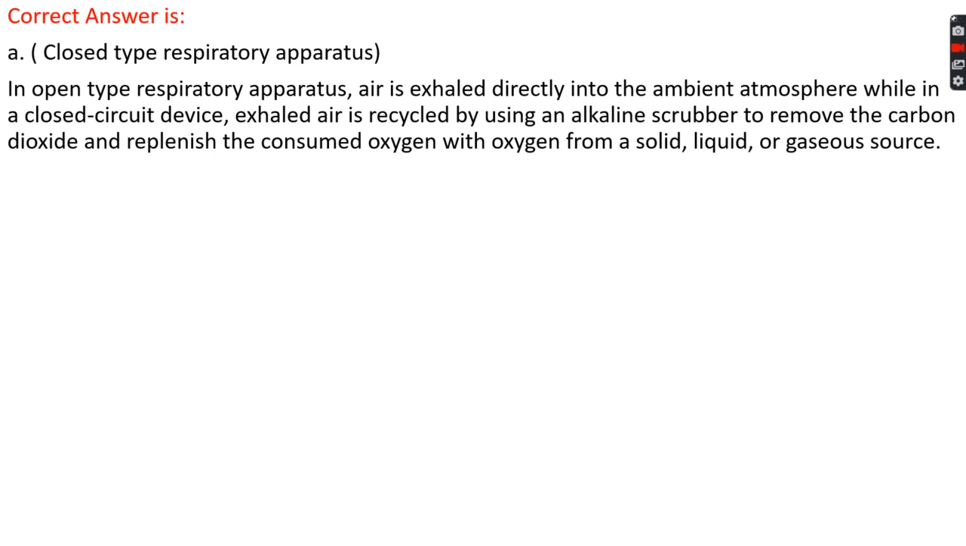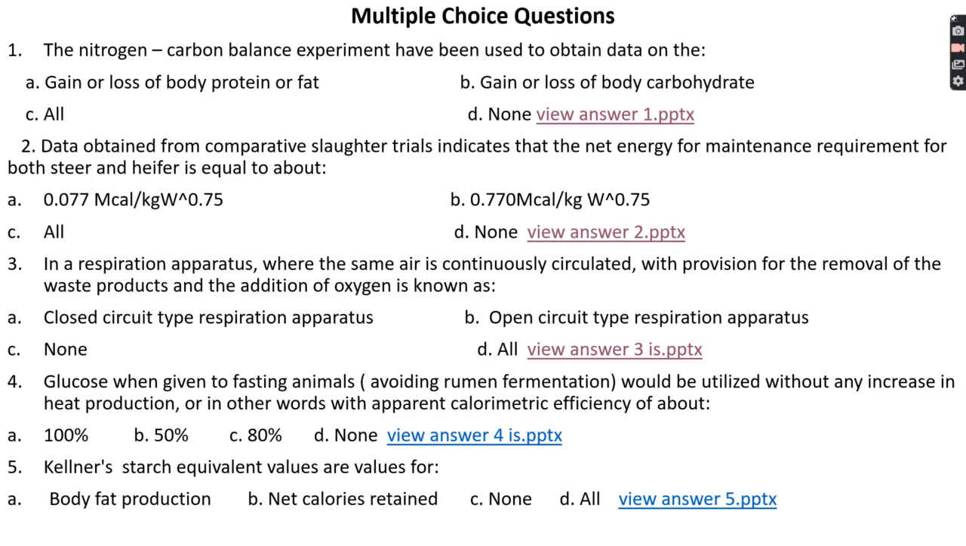In an open type respiratory apparatus, the air is exhaled directly into the atmosphere, while in case of a closed circuit device, exhaled air is recycled by using an alkaline scrubber, which is used to remove carbon dioxide, and again the consumed oxygen is replenished by means of oxygen supplied from a solid, liquid or gaseous source.